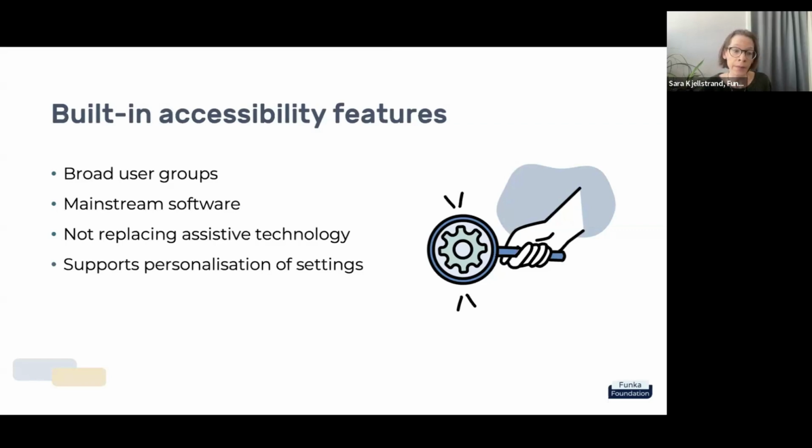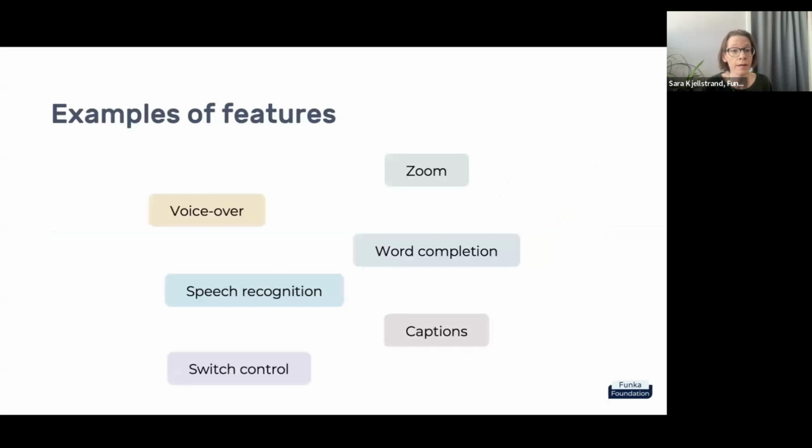So the advantage of these built-in features is that there is a lot of them, and they support a personalization of settings, so that each and every one of us can have our personal setup of different accessibility features that we use. And there are loads of these. I'm not going to get into too much detail on the different categories, but there is, for example, magnifying features, voiceover, word completion, word prediction, speech recognition, captions, switch controls, and this is just a very small sample of everything that is available on the market.